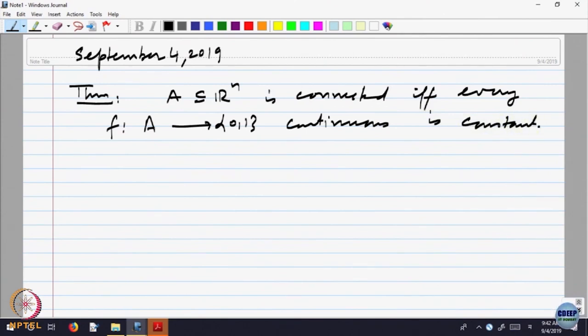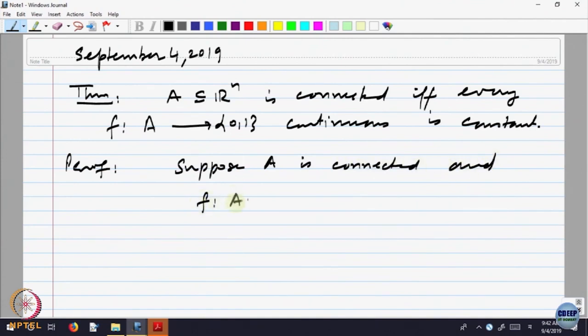So, we looked at many consequences of this theorem. So, let us give a proof. Suppose A is connected, and f is a continuous function from A to {0, 1}. So, it is a continuous function on A taking two values 0 and 1. We want to show it should be taking only one value, it should be a constant function, right.